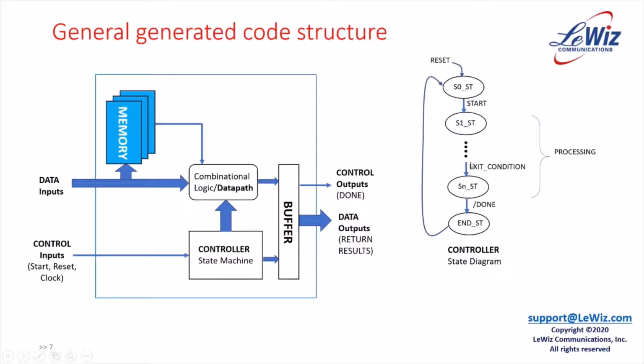And during the processing, if it hits the condition for exit, for example, if you exit a loop, then it goes to a pre-done state, and in the pre-done state, it generates the output control signal called done. Then it goes into an end state, and from the end state, it goes back to the idle state.